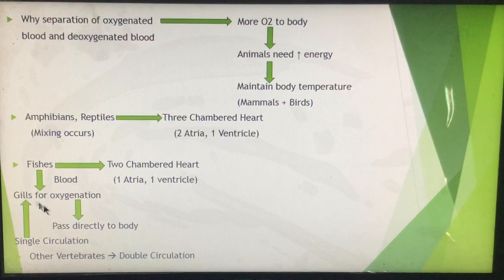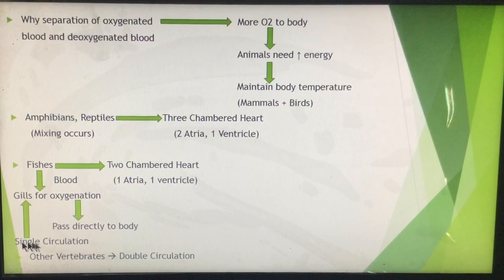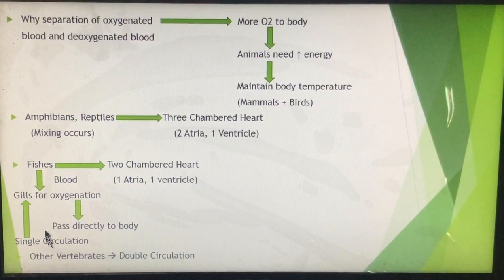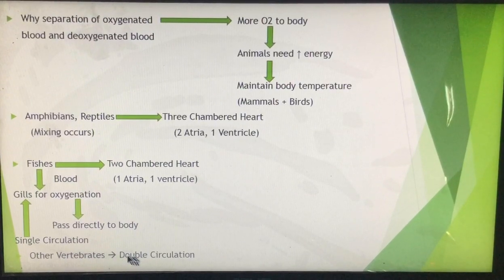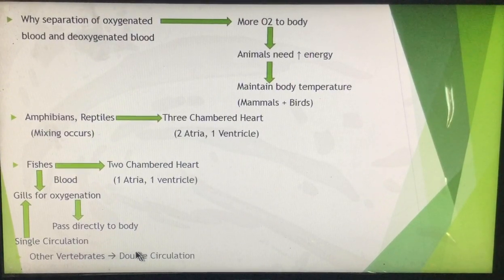Now in fishes it is known as a single circulation, क्योंकि एक ही बार deoxygenated blood enters into the right atrium, then into the right ventricle, then it goes to the gills. But in other vertebrates, like amphibians, reptiles, mammals and the birds, it is known as double circulation. Why is it known as double circulation? Because the same blood has to pass through the heart twice.